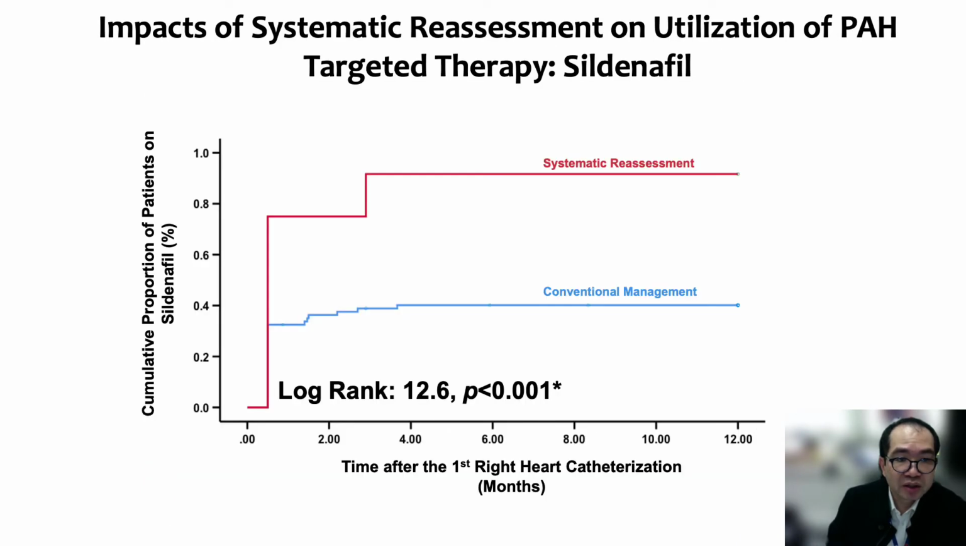First of all, we look into whether, with systematic reassessment, we are more likely to use drugs that are useful for these patients. In fact, you can see that for patients under systematic reassessment, the chance that the patient is put on sildenafil is much higher than for patients undergoing conventional management at the end of 1 year.